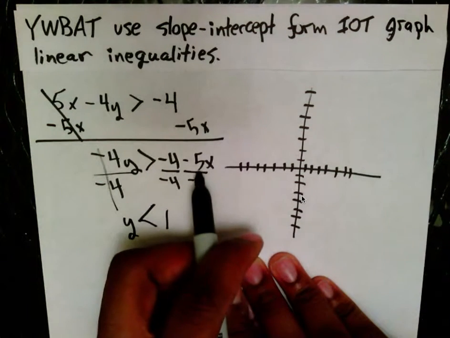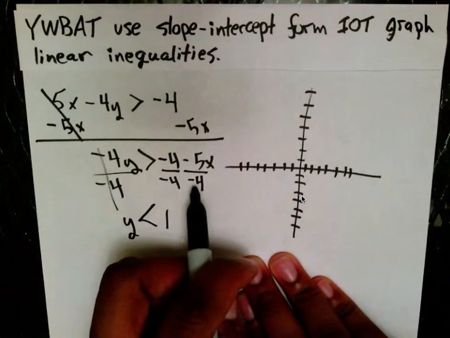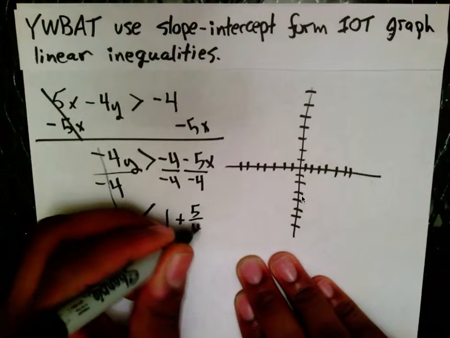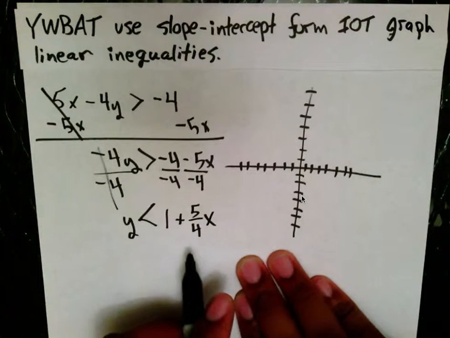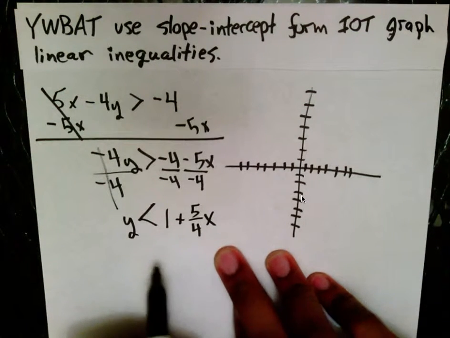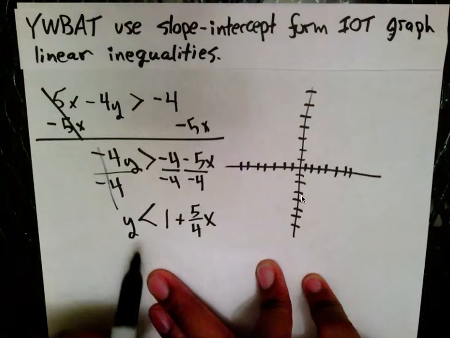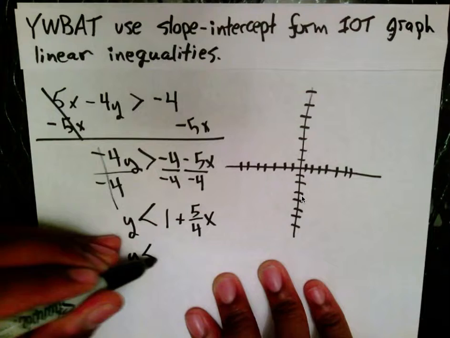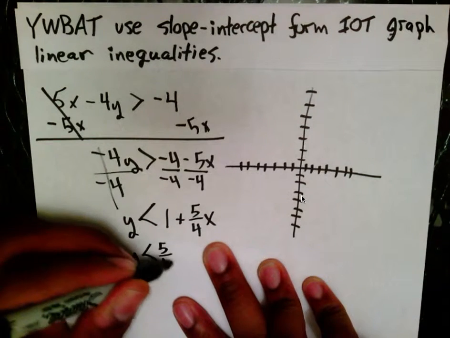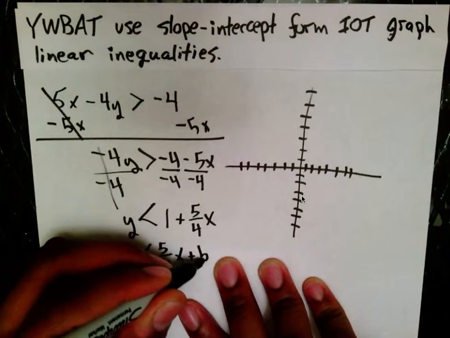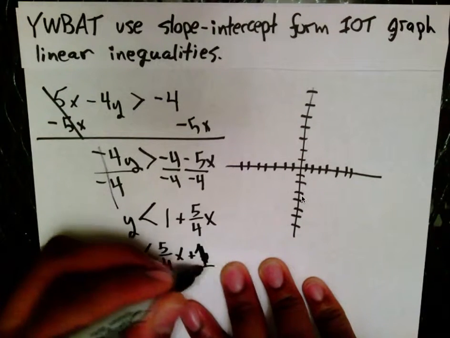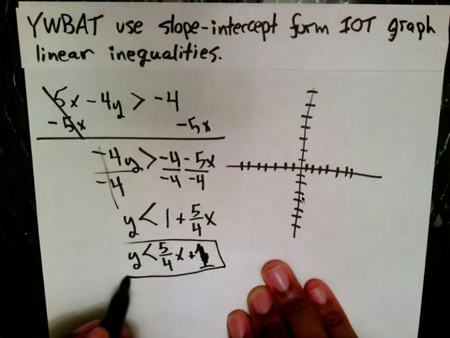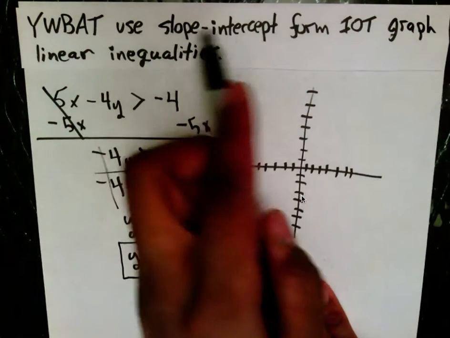Negative 5 divided by negative 4, negative over negative is always positive, so I'm going to be adding 5 over 4x. And now finally, just rearranging it a little bit so that we can get it in our familiar y equals mx plus b form, but in this case it's going to be y is less than mx plus b, plus 1. That's our y-intercept. And this is our linear inequality in slope-intercept form.